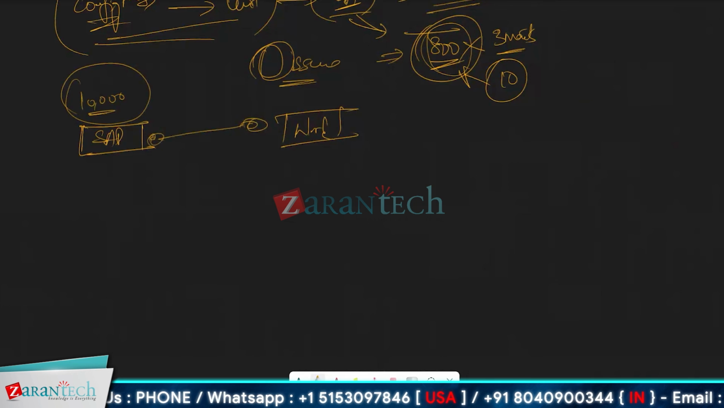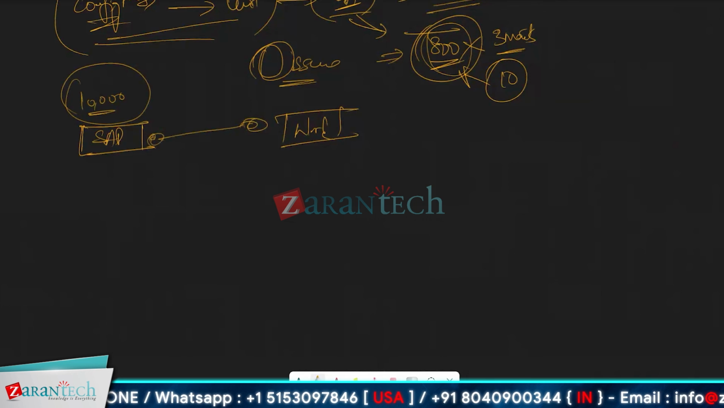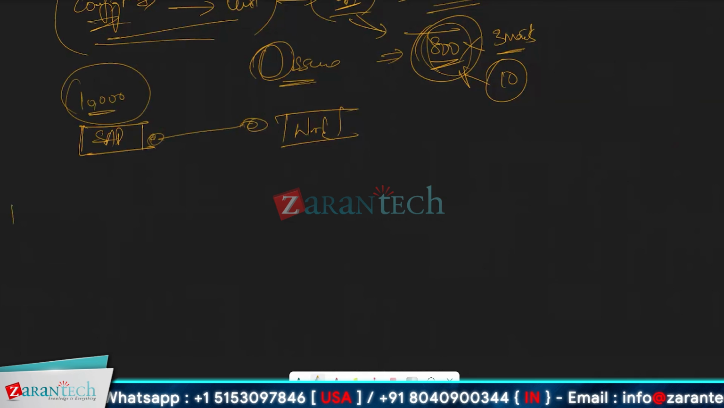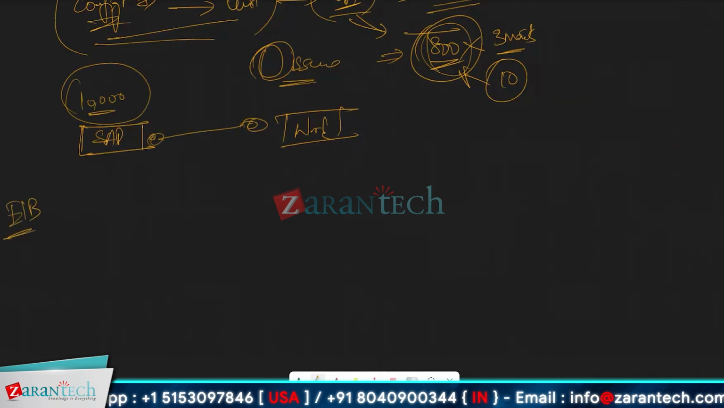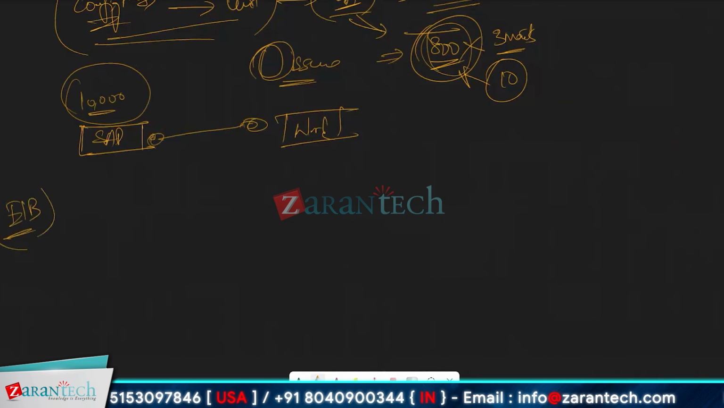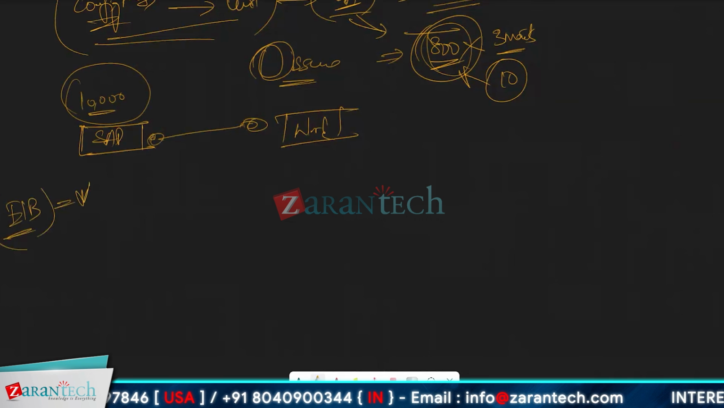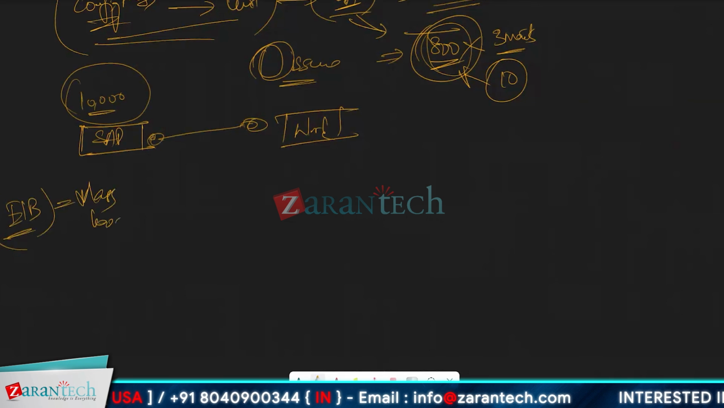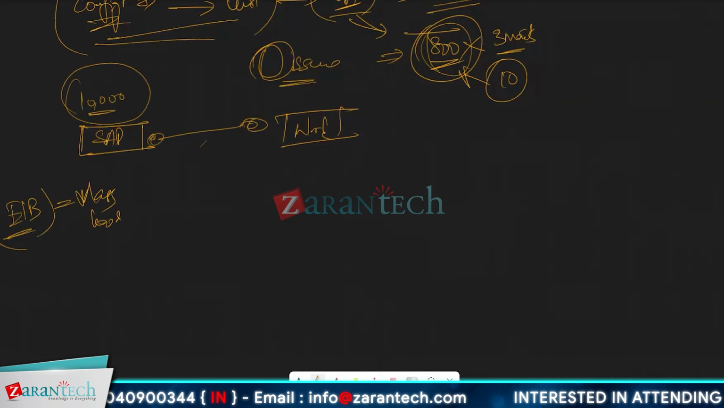Usually it is done by the conversions consultant. However, you can also do it if you have a good understanding of how EIBs work. This is where EIBs are used for mass loading of the data. So during the conversions phase, you will get this particular data from the client.